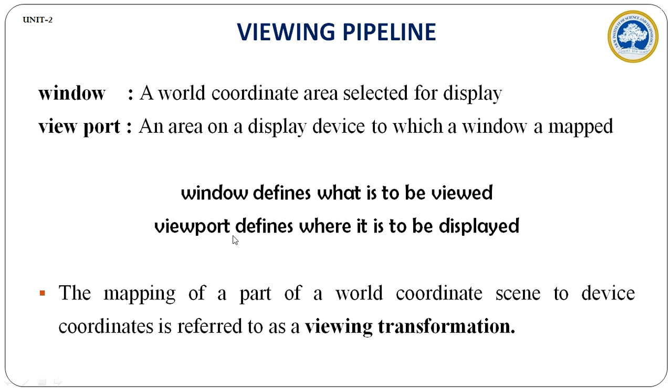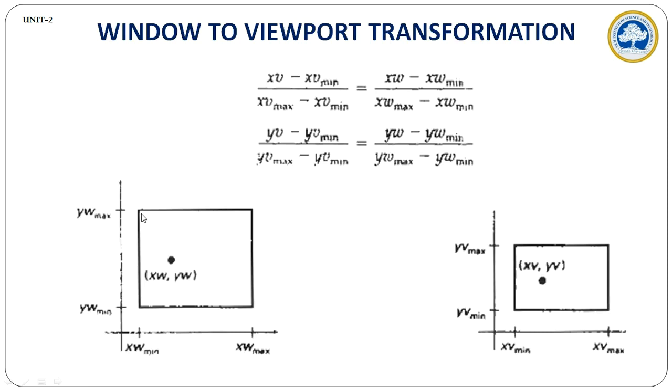Window is nothing but what we exactly view from the world coordinate, and viewport is nothing but where the selected content can be displayed. So we have to map the window coordinate image into the viewport area. This is the formula we use for the window to viewport transformation. In a window, we can easily identify the x maximum and x minimum value and y maximum and y minimum value for this rectangular area.